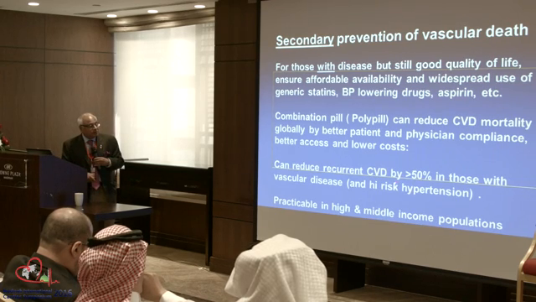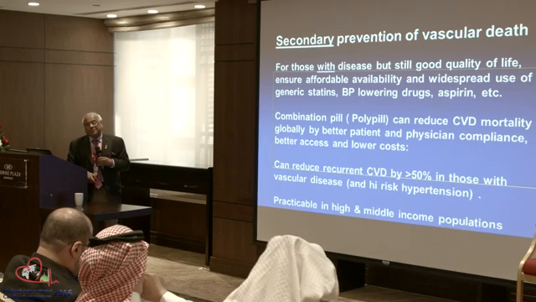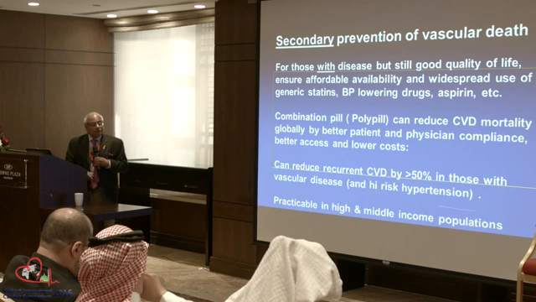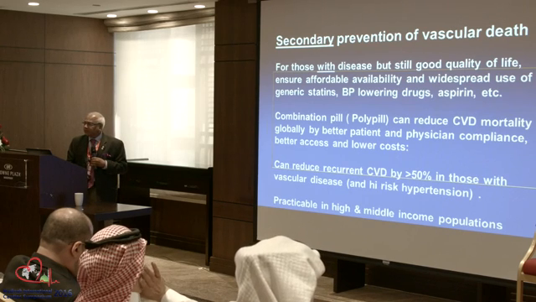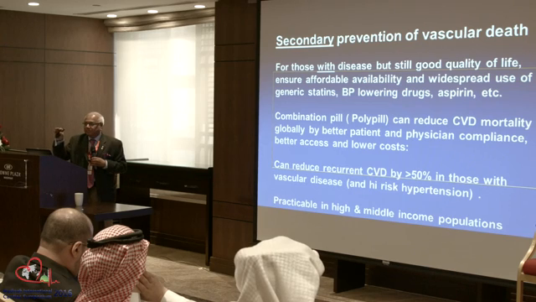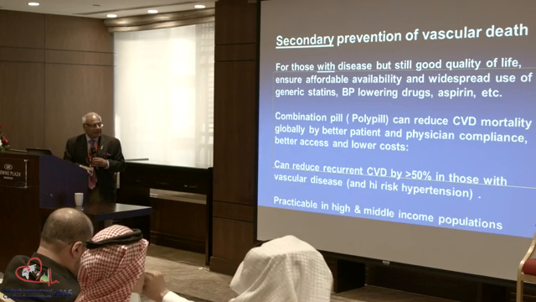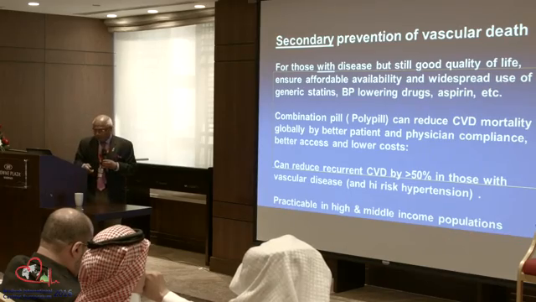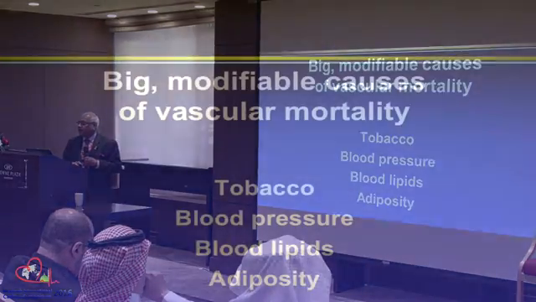And we could probably reduce in high risk primary prevention, a combination of a statin and blood pressure lowering will reduce mortality by 50%. 2 low dose drugs plus statin, very easy. You know, in people with blood pressure that's elevated, it will control it, and it's practicable in high and middle income countries and also in many low income countries.